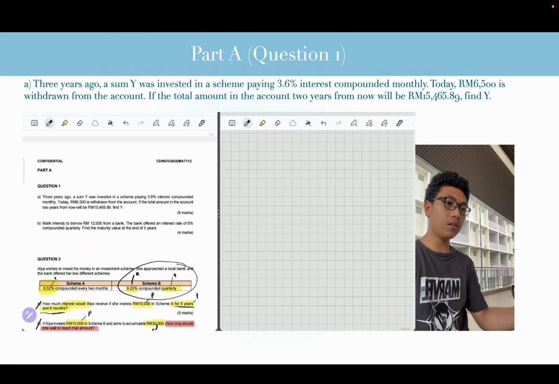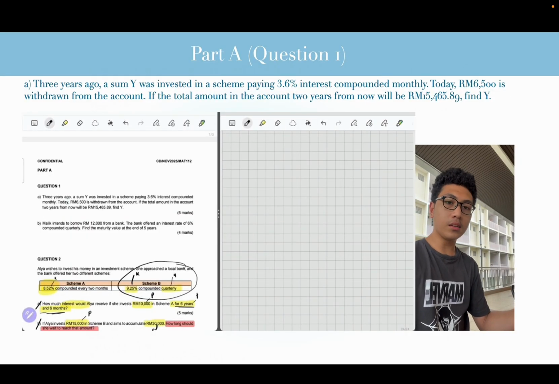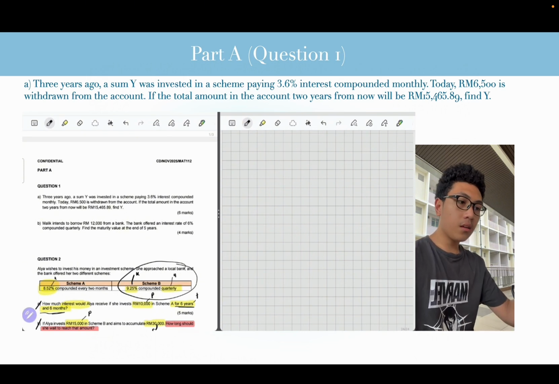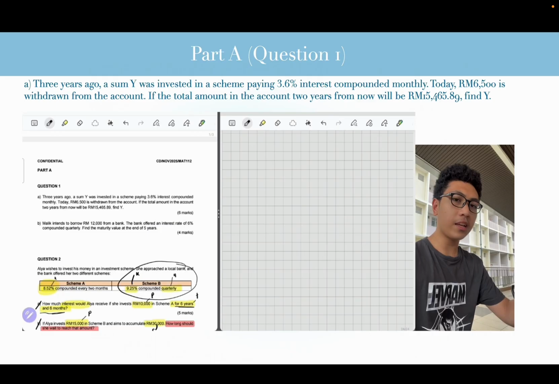So for the first question, 3 years ago, a sum Y was invested in a scheme paying 3.6% compounded monthly. Today, 6,500 is withdrawn from the account. If the total amount in the account 2 years from now will be 15,465.89, find Y. So, to find Y, you must create an equation for the term of 5 years, which involves the first 3 years and the last 2 years. So, for both equations, we set equal to 15,465.89.